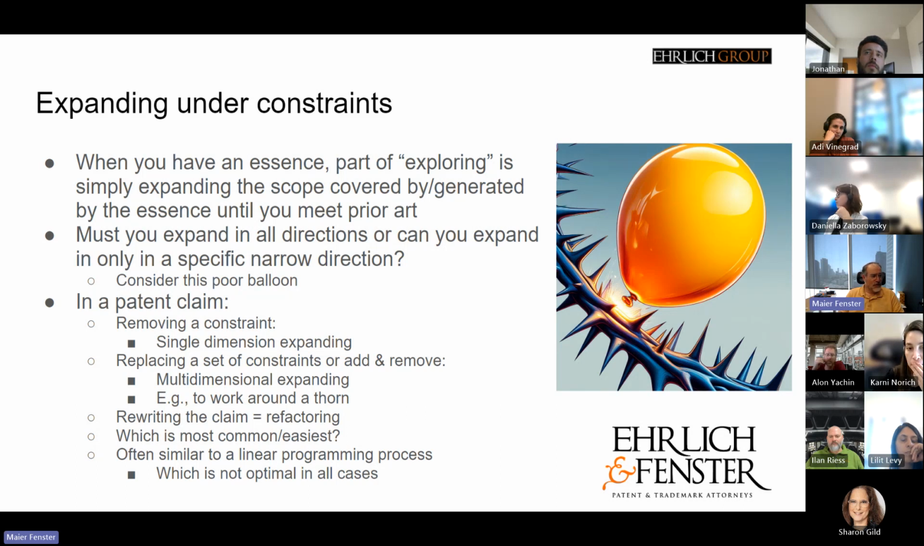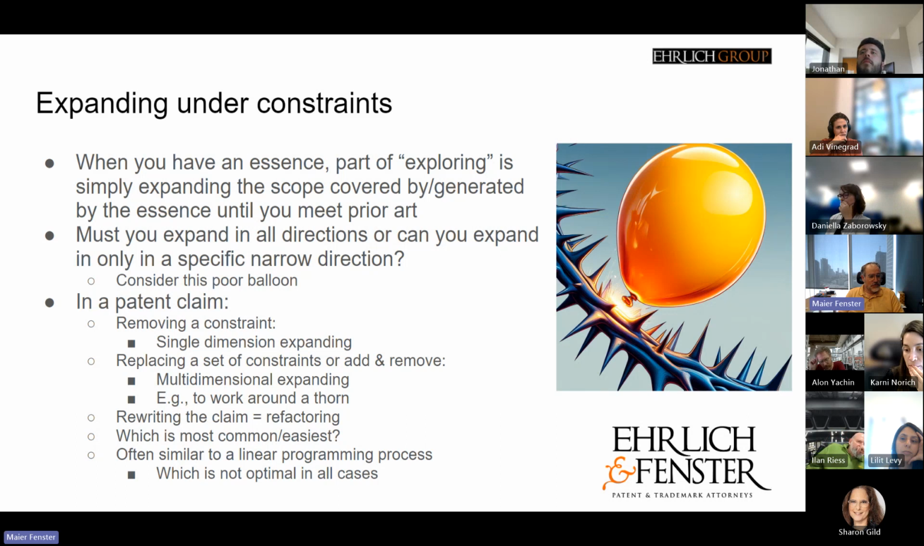So what does it look like when we look at it through the mirror of the patent claim? One of the ways that you expand the patent claim is by removing a constraint. Okay, it said Lego pieces, and you turn it into small pieces that don't extend more than 3 millimeters away from the ground.